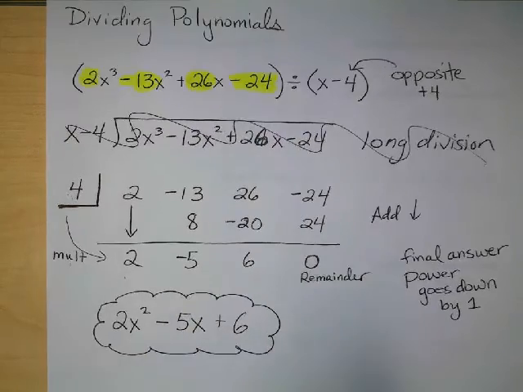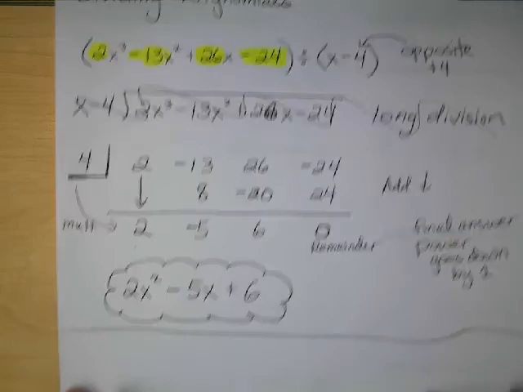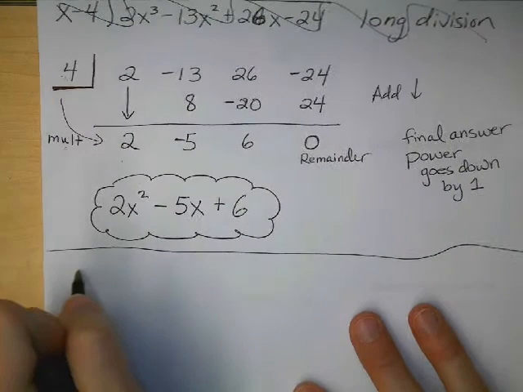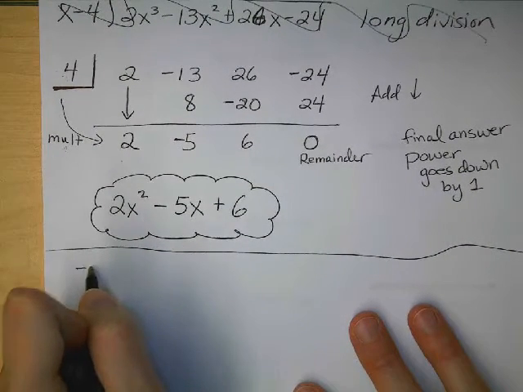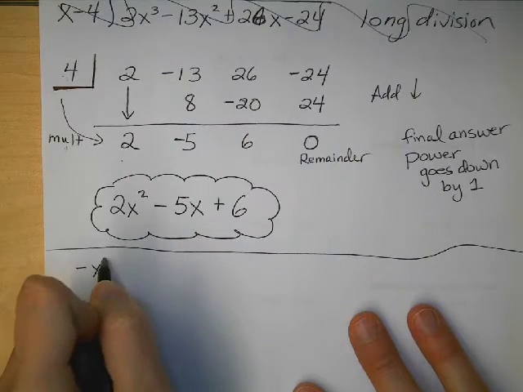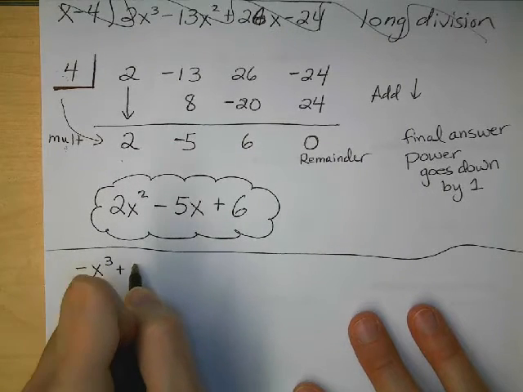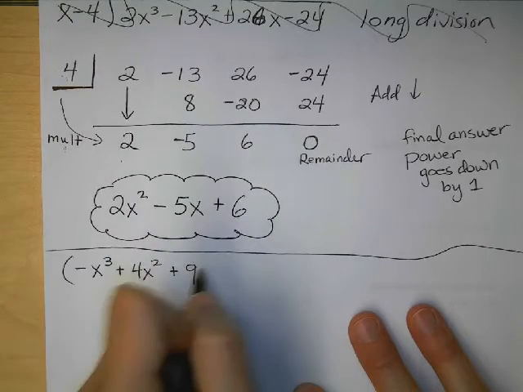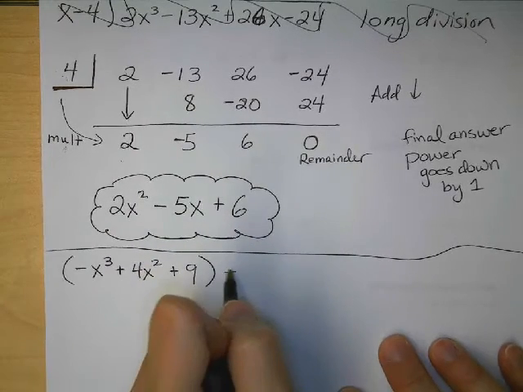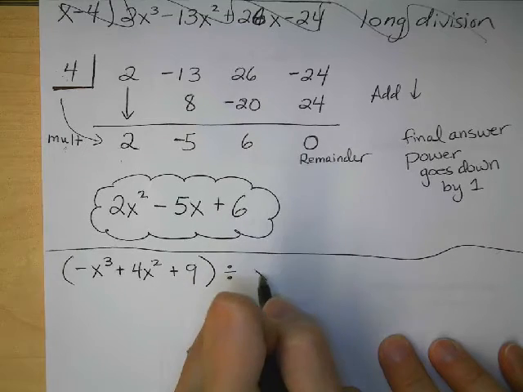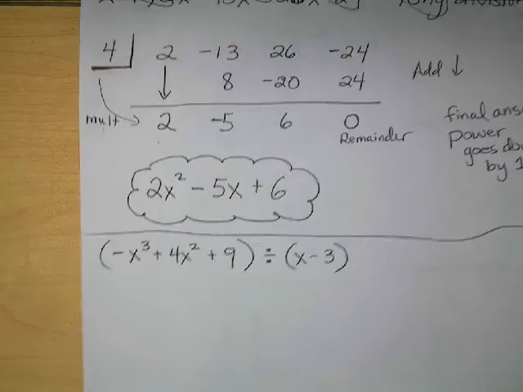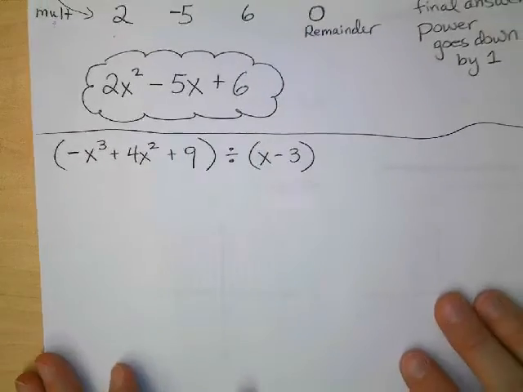Okay, so new question. All right, let's try. This one says negative x to the 3rd plus 4x squared plus 9 divided by x minus 3.